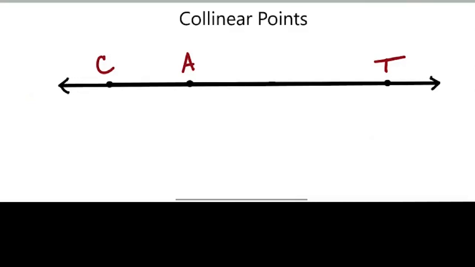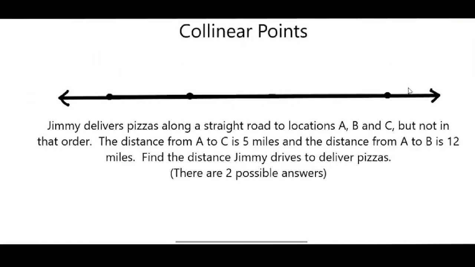And you'll notice that point A is between points C and T. So point A is on line CT, and CA plus AT equals CT. So let's say we have a situation like this.